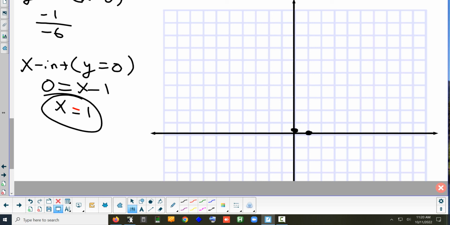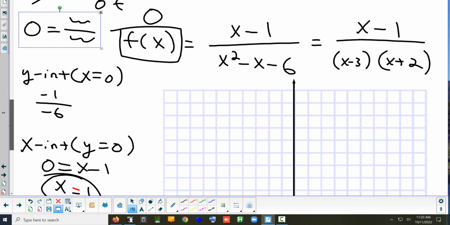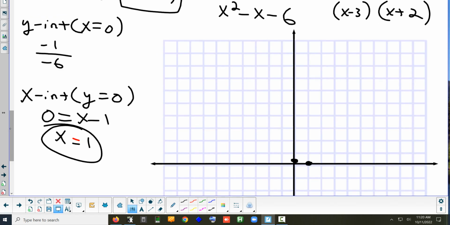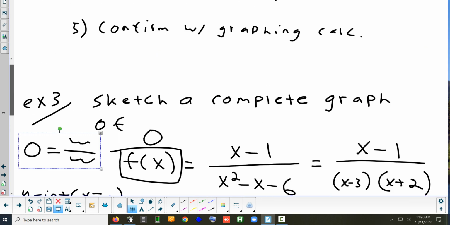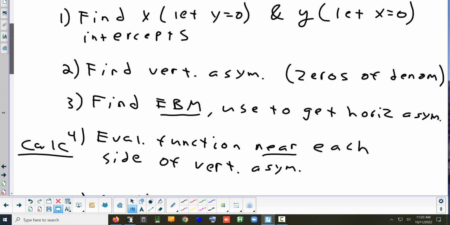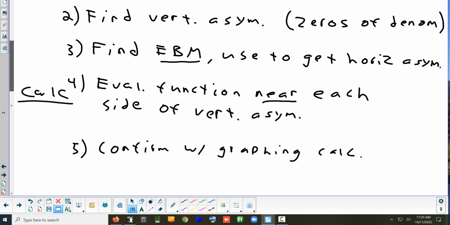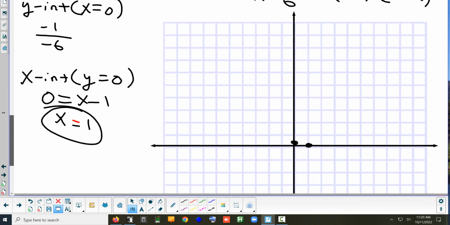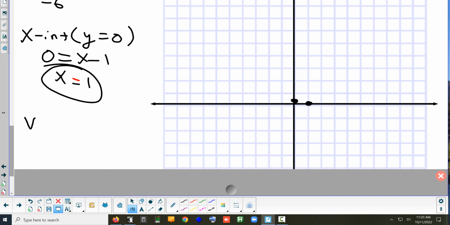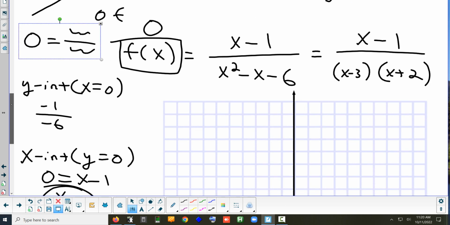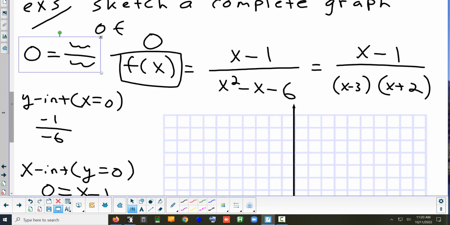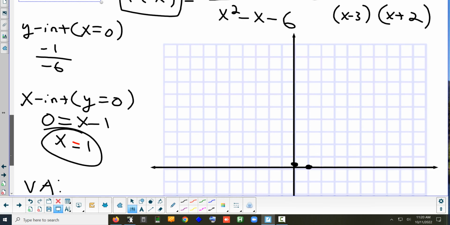Okay, so we got 2 points. What's going to start to give us a lot more information than the intercepts? I mean, the intercepts are good, but what's going to give us a lot more is the asymptotes. So let's find the vertical asymptotes. How many vertical asymptotes do we have? 2. And what numbers are they at? 3 and -2.